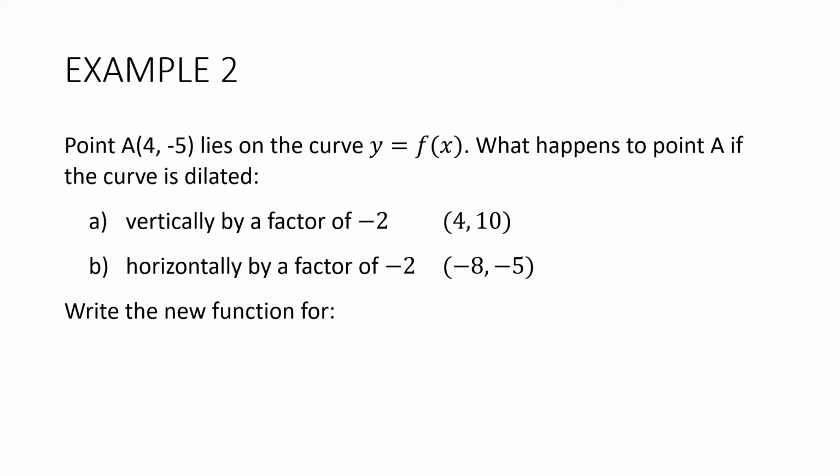Now let's write the functions for those transformations. So for A, this was vertically by a factor of -2. What are we going to do to this? Can you see it's going to become y is equal to -2 times f of x. And B, horizontally by a factor of -2, this is going to go in with the x, but the 2 is going to become a half. So it's going to be y is equal to f of -1/2 of x.